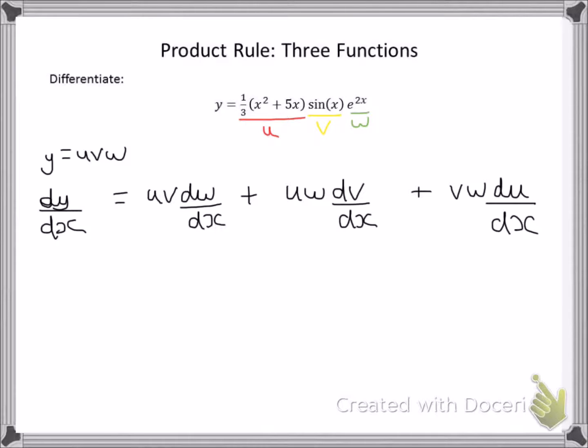Now all that, u, v, dw dx plus uw dv dx plus vw du dx, is our product rule used three times, and if we can find all that, we can differentiate our function. We already know what u, v, and w are, so the things we need to find out are dw dx, dv dx, and obviously du dx as well. So we can start by doing that.